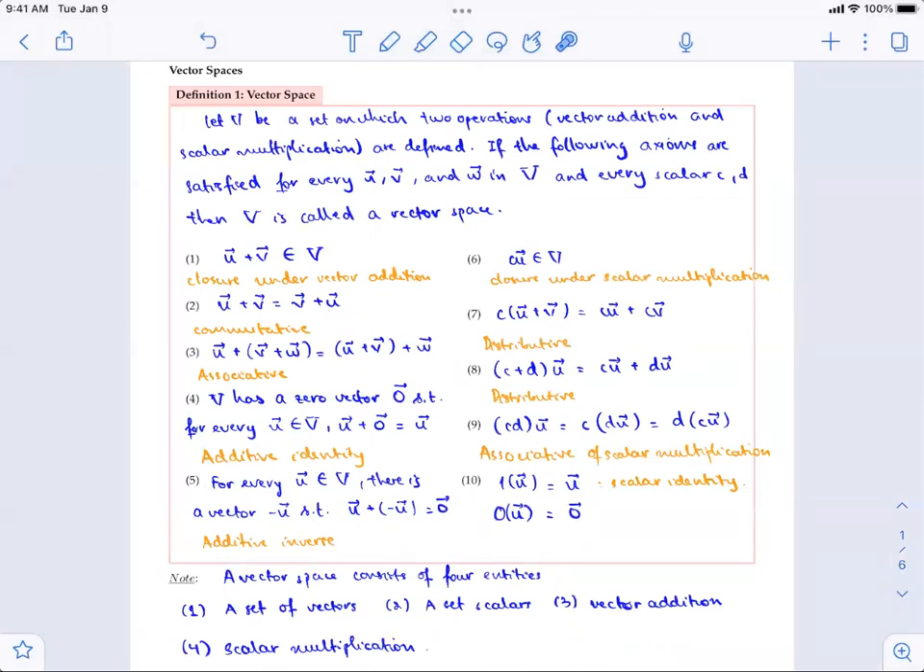To identify if a set is a vector space or not, you need to have these 4 entities: set of vectors, set of scalars, vector addition, scalar multiplication. And all of the properties of a vector space need to be satisfied. If all of these properties are satisfied, then you say that the given set is a vector space. If one of the properties fails to be satisfied, then you say that the set is not a vector space.